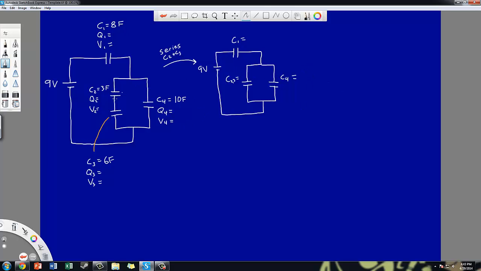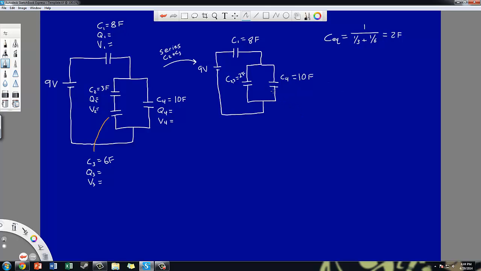So in any case, to combine these two things in series, I have to do some math. I'm just going to do that over here. The equivalent capacitance for two things that are in series, I have to do the 1 over equation. I'm going to do 1 over 3 plus 1 over 6. Doing that math, type it into your calculator, you should end up with 2 farads. So the combination of C2 and C3 gives you 2 farads. C1 is 8, C4 is still 10.